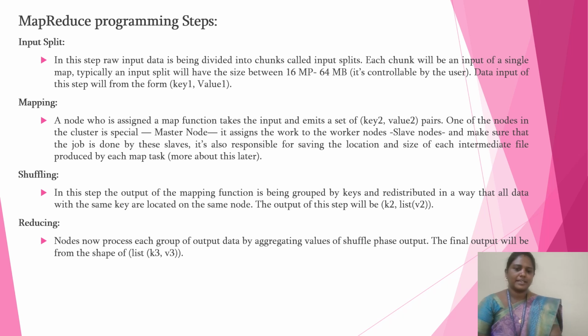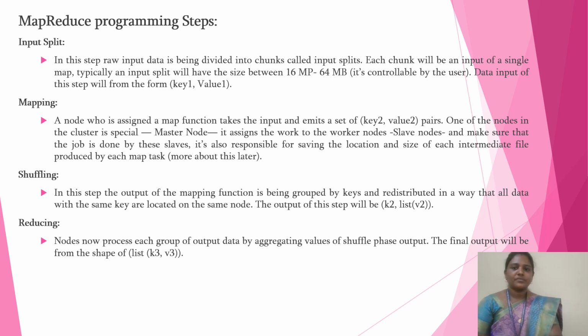It will automatically take the input value, the set of key 2 and value 2 pairs. After map data, it will be shuffled, where the output of the mapping functions is grouped or aggregated by identifying the keys and values. Then, after the shuffle, the data will be reduced, and it will provide the output data for each group by aggregating the values of the shuffle-based output. The final output will be in the form of list K3, which means the keys and values 3.